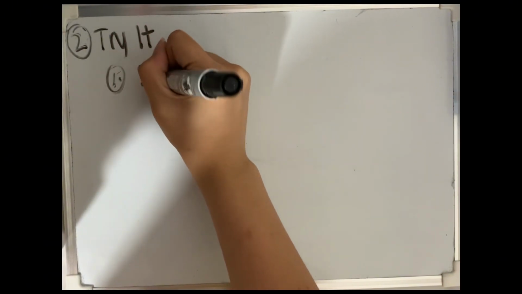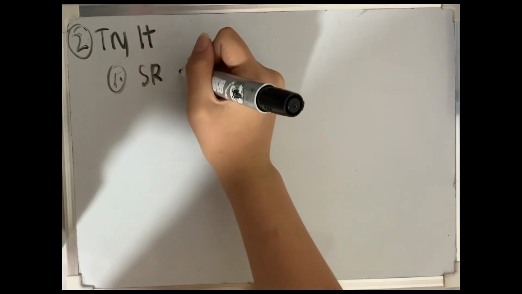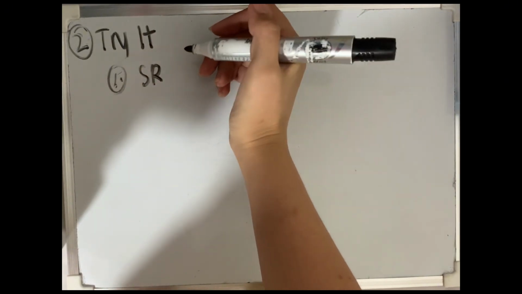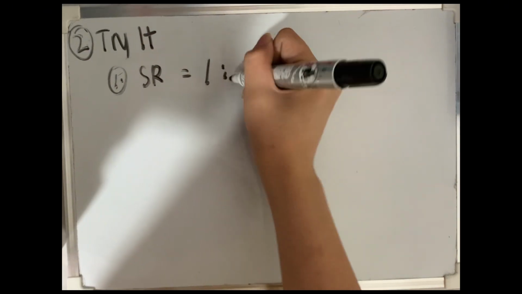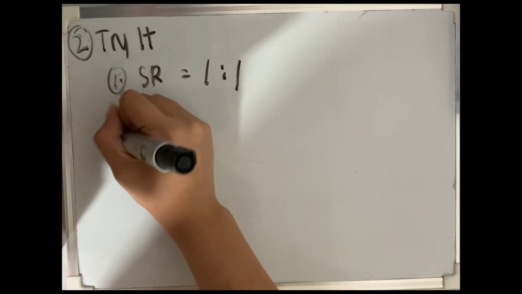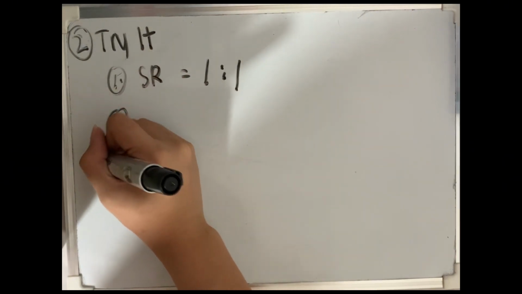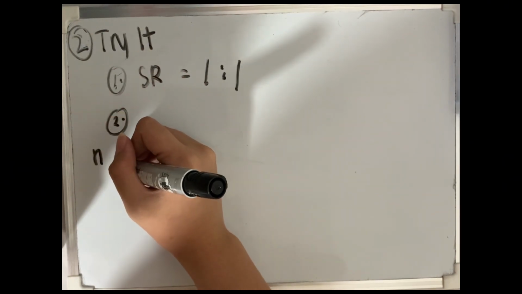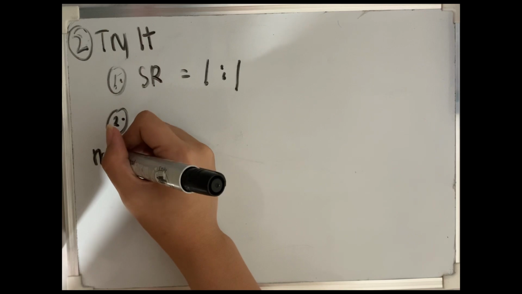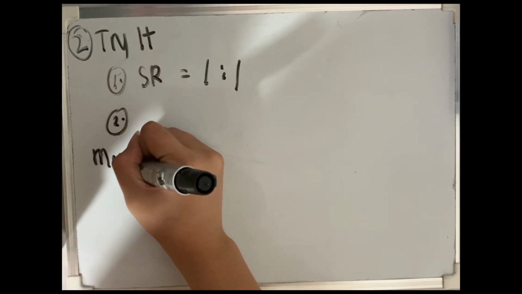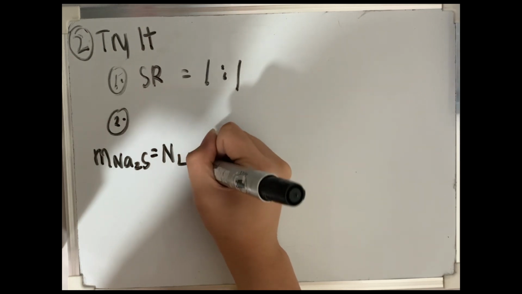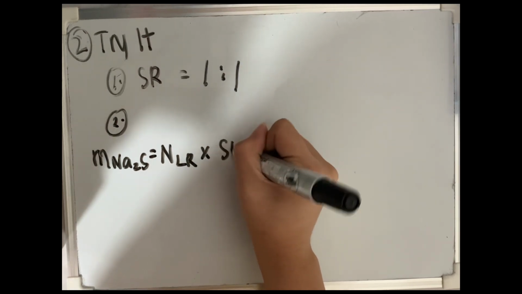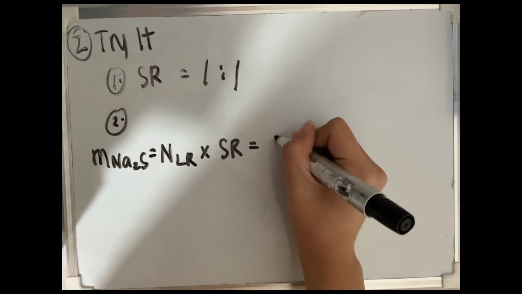Next thing to do is kuhaon nato tong stoichiometric ratio, which is ang ato ang precipitate and then ang limiting reactant ng mga coefficient. So ang answer would be 1:1 gihapon. The second thing that we will need to do is to get the mass of Ag2S. So ang formula is NLR times stoichiometric ratio times formula weight of the precipitate.